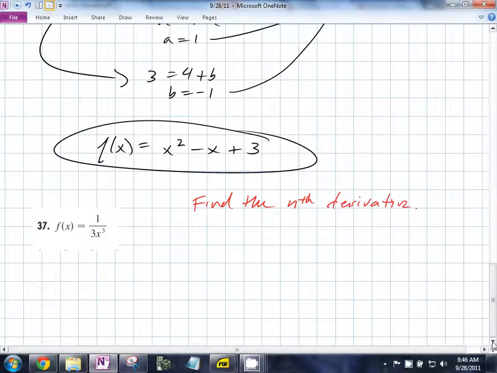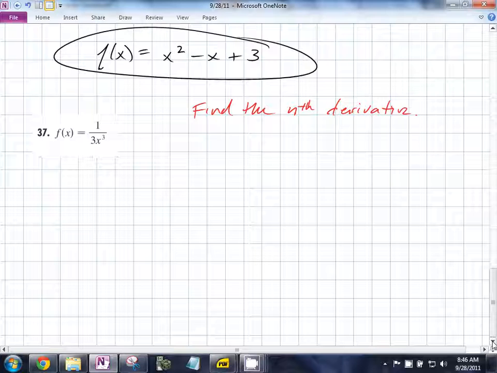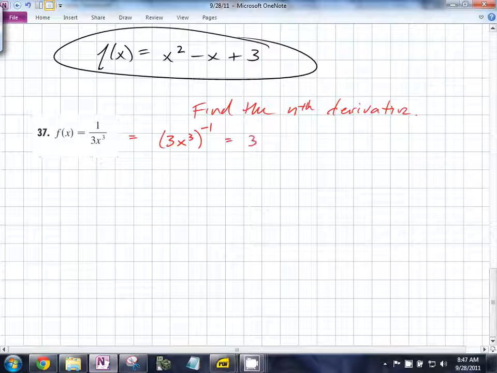N will be in your answer. So I don't like the quotient rule, so what am I going to do to this, Fitz? Turn it into 3x cubed to the -1. So this would be equal to 3 to the -1 times x to the -3. That's one way to write it, right? Are we okay with this? I'm going to keep it like that.